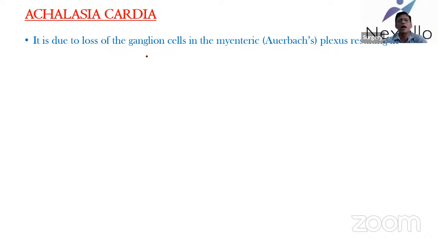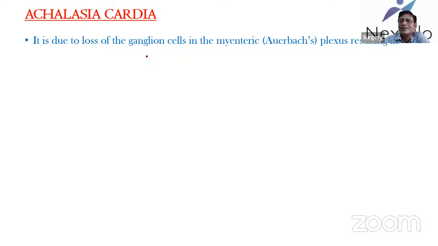Achalasia cardia is due to the loss of the ganglia cells in the Auerbach plexus. Now, what happens here? If the ganglia cells are lost here, then the tone of the lower esophagus, especially the gastroesophageal junction, increases. Ultimately, this area becomes compressed because the relaxation is lost due to the loss of the ganglia cells. So this area will not relax, and the tone of this area is going to increase.